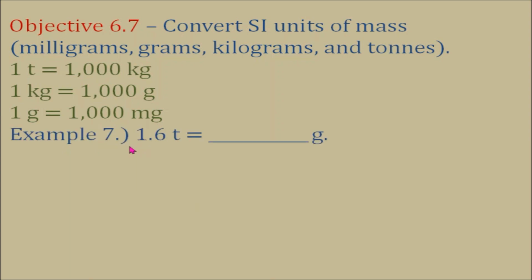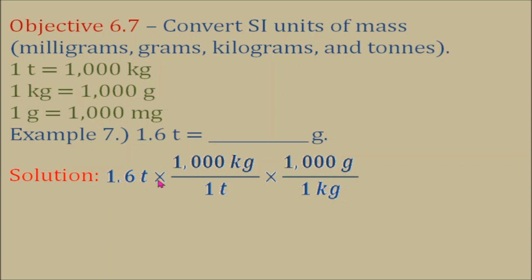Example number 7. 1.6 tons equals how many grams? We don't have a conversion factor converting ton to grams. So first we are going to convert it to kilograms, then from kilograms to grams. So we are going to copy down 1.6 tons and then multiply it by a conversion factor showing the unit ton on the denominator. So that's times 1,000 kilograms over 1 ton.